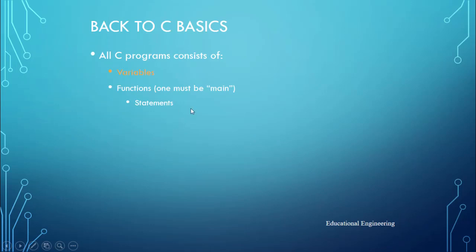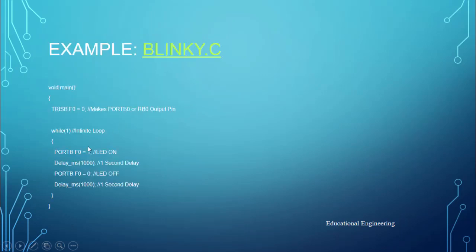Now let's get back to C basics. All C programs consist of variables and functions. One of these functions must be the main, so that the program can understand that this is the function to be executed first, and each function has statements inside it, just like these lines. These are called statements.